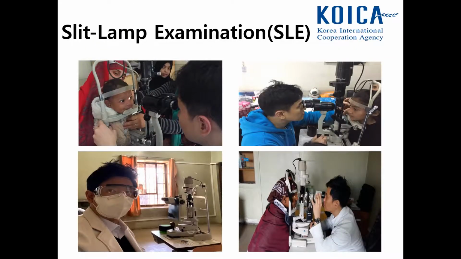The slit lamp examination is the main exam of the eye. As I mentioned before, we can see the posterior part of the eye with the 90 diopter lens on the slit lamp, and we can get the IOP by applanation tonometer. But the main purpose of the slit lamp exam is to evaluate the anterior part of the eye, which includes the conjunctiva, cornea, anterior chamber, iris, and the lens.